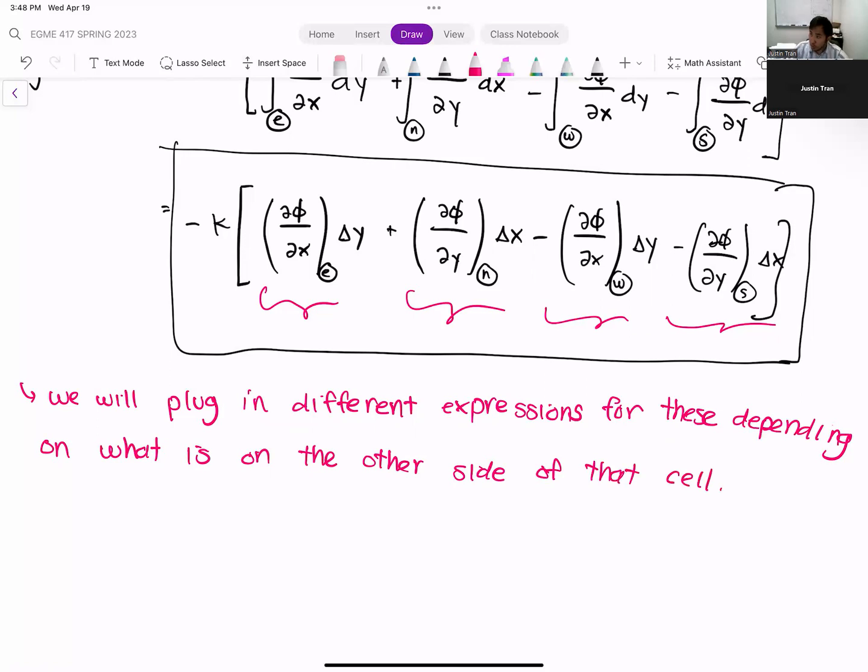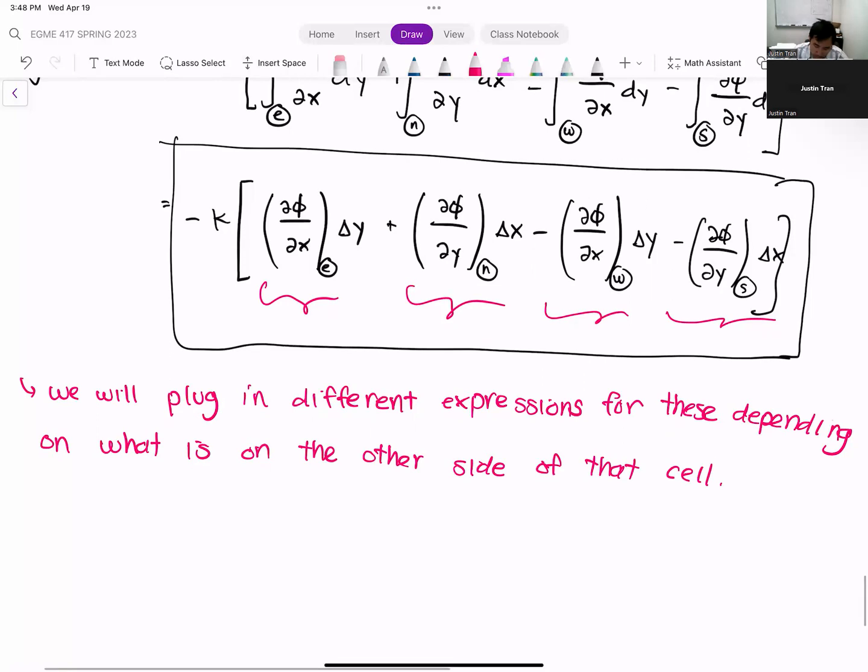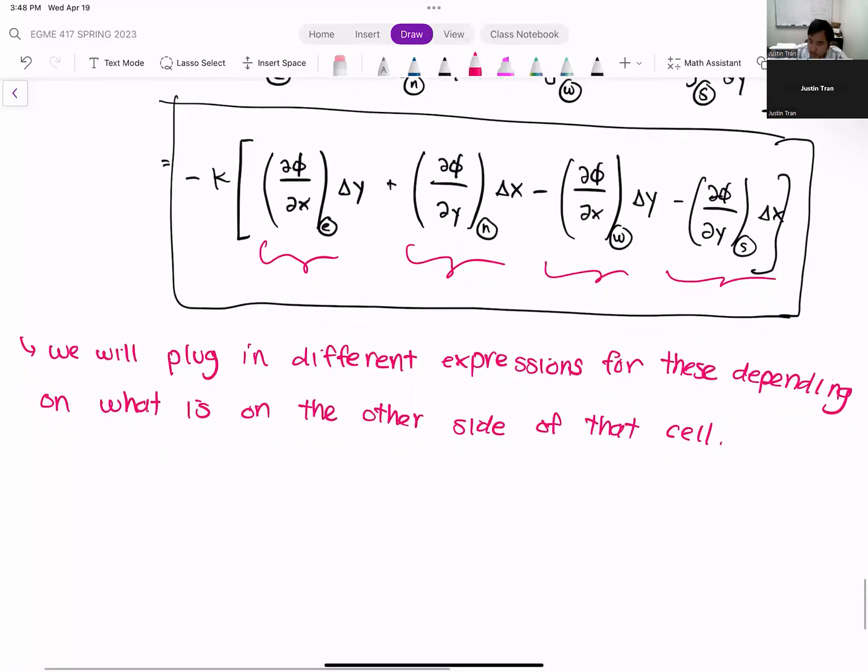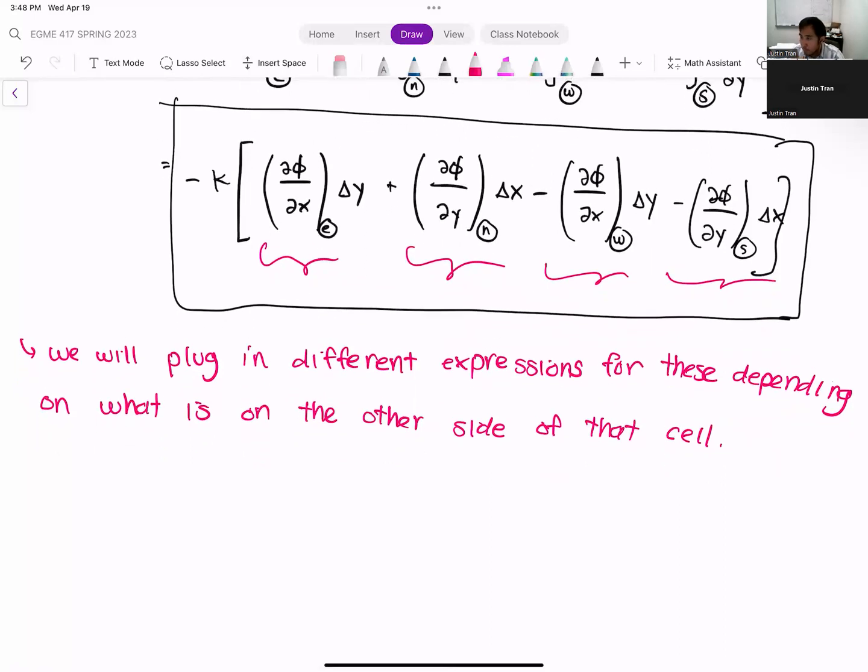So there are three cases here, and I'll go over those three cases and what you should plug in for each of them. The most common case is that this cell is bordering another cell, so there's another cell on the other side of that face. For instance, for the east term, if there's another cell to the east of this one, then we can use this expression. So case one: another cell on the other side.